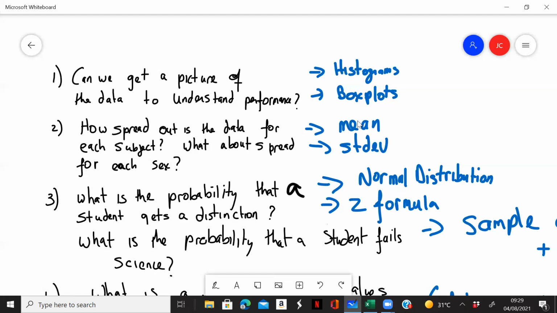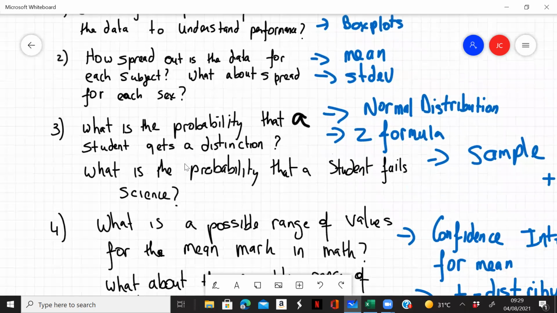What is the mean for each subject? And how spread out is my data compared to that mean? Those are very important questions. We could also look at, for example, spread when it comes to males and females. Are the marks for female students more spread out than the male marks? We'll see how to do that.